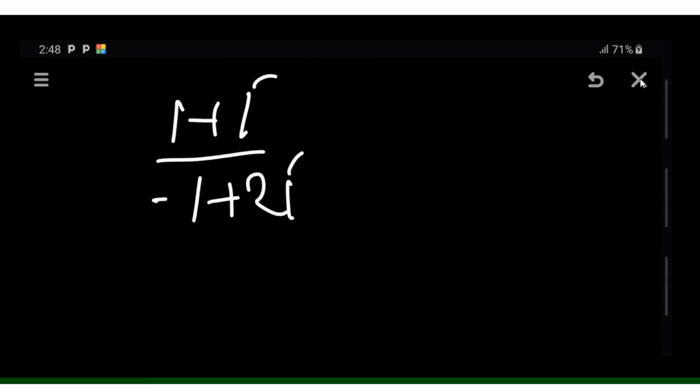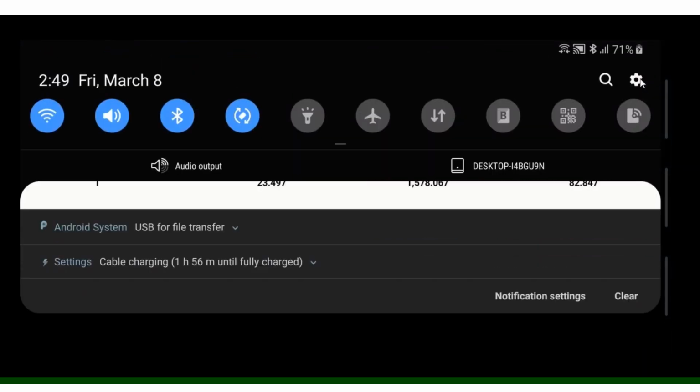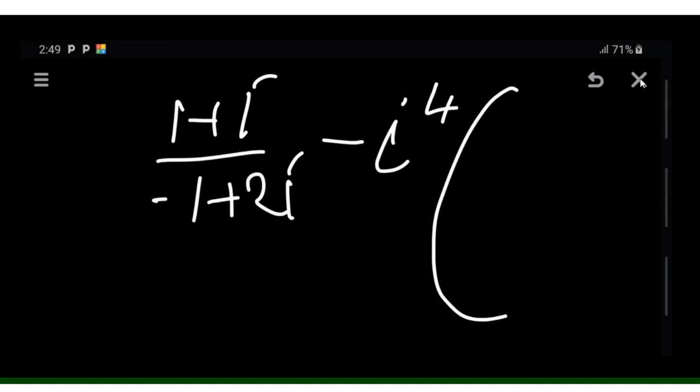So we have our z1 is 1 plus i over z2 is a, minus 1 plus 2i, minus i to the power 4. Now let's deal with this one. I'll do it from here. We know i squared is equal to -1, and imagine you have another i squared, you're multiplying i squared times i squared.